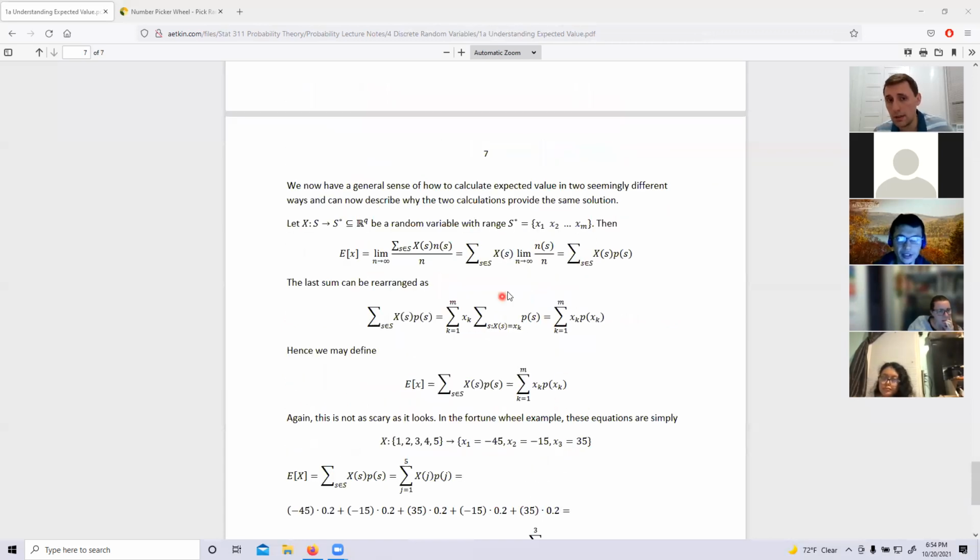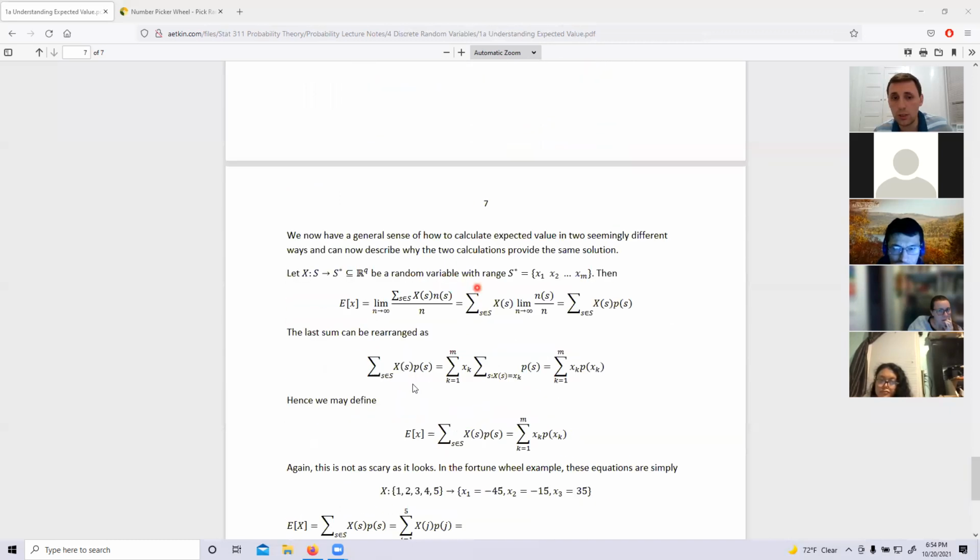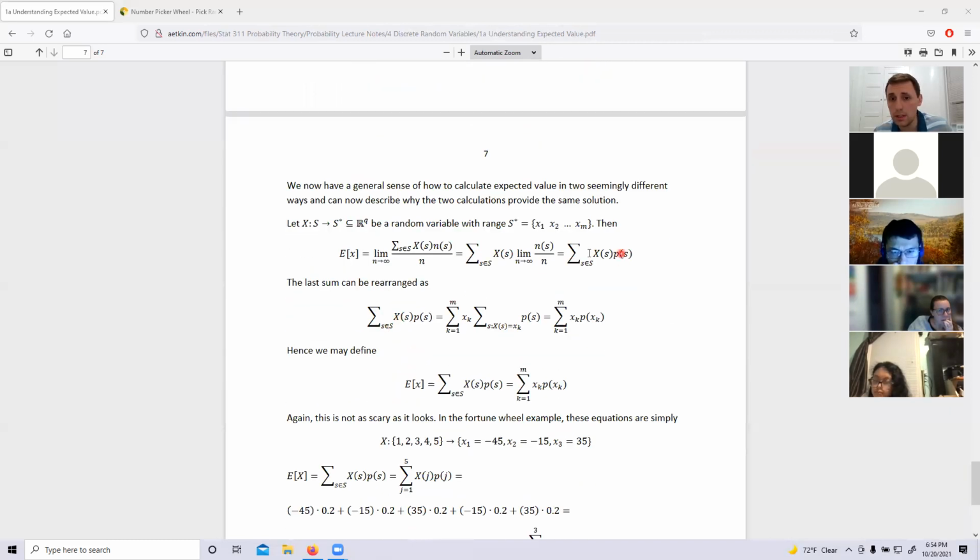Now we can rearrange this. This rearrangement table corresponds to this rearrangement of the formulas. You see, the same summation can be written as, I can regroup it. I can say, okay, let's regroup it by all the s that produce x1, all the s that produce x2, and onwards. And that's how the regrouping can be written in formulas. So it's the summation from 1 to m, because we have only those outcomes, of xk times all the probabilities that give xk. Yes, and that gives me this formula, which looks very different.